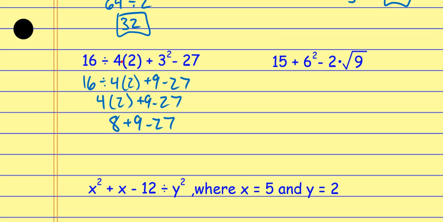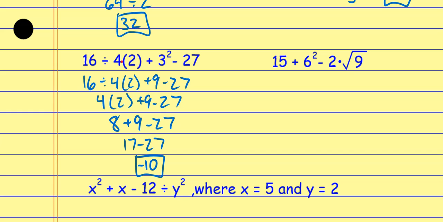And now addition and subtraction are tied. The tiebreaker is left to right. And so it just so happens the addition does come first, going left to right, so I do the addition first. And now 17 minus the 27 is a negative 10.